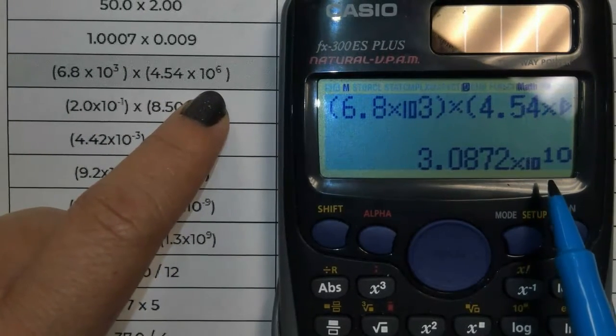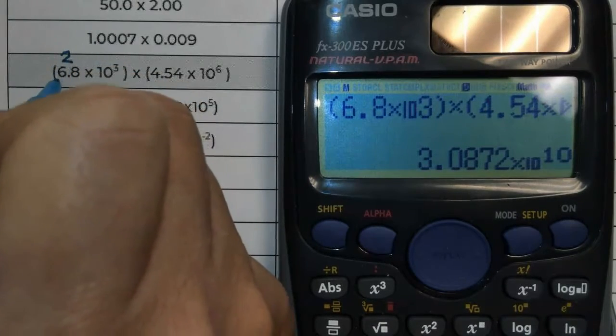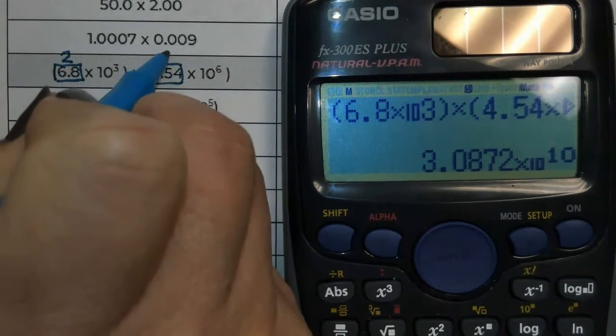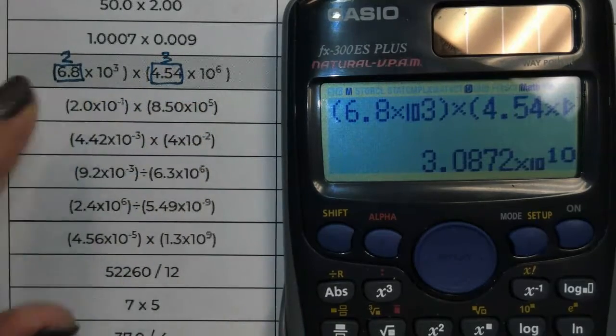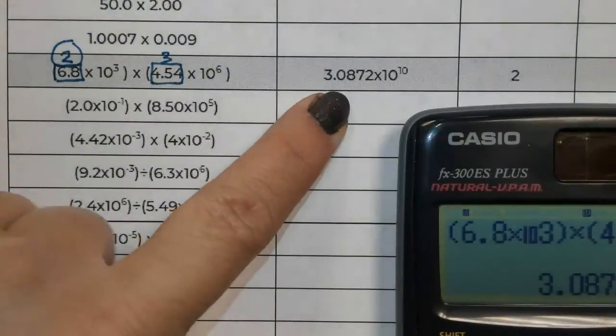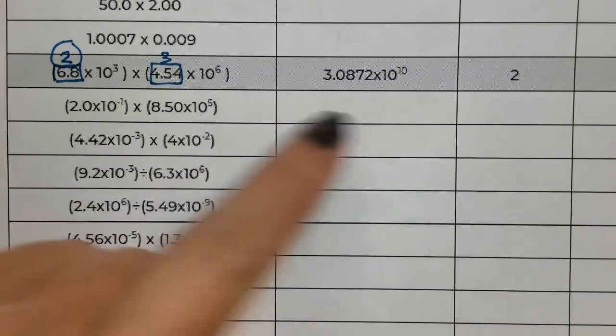Now, if we look, this number has 2 significant figures right there, and this number has 3 significant figures. So the least of those is going to be 2 significant figures. So this is the answer I got in my calculator. I can only round it off to have 2 significant figures.